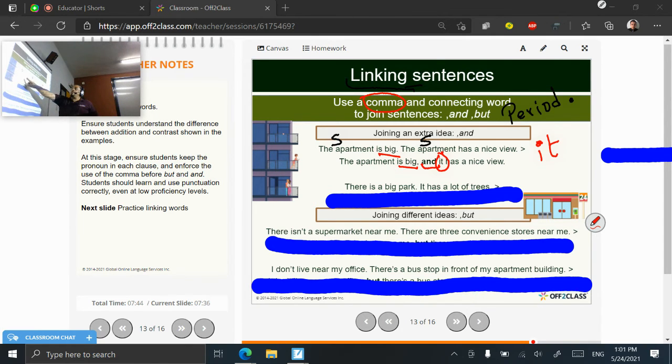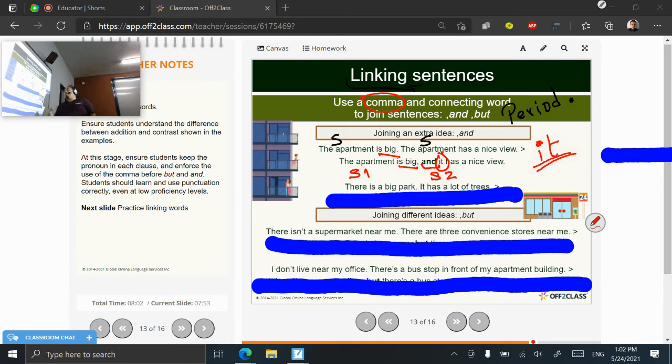Remember, you can do that. You first present the subject. So let's say that this is subject one. And then, grammatically speaking, subject two can turn into it. All right?